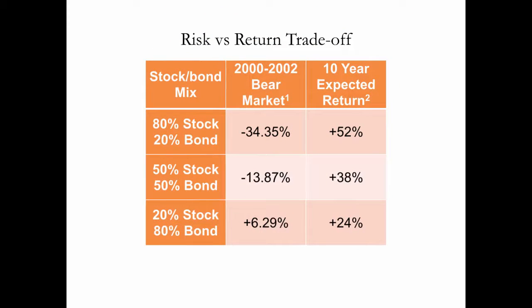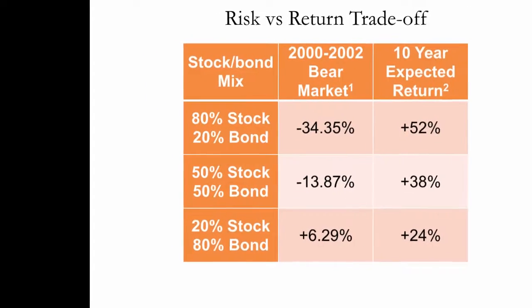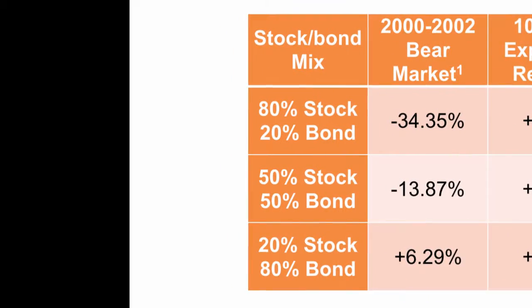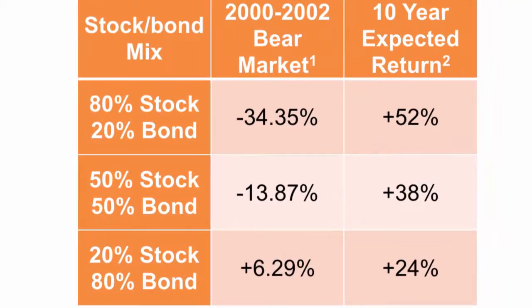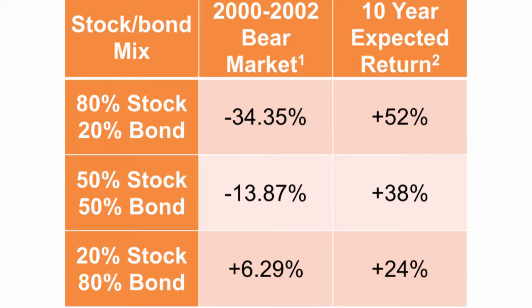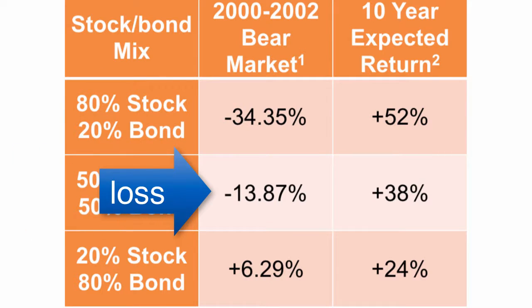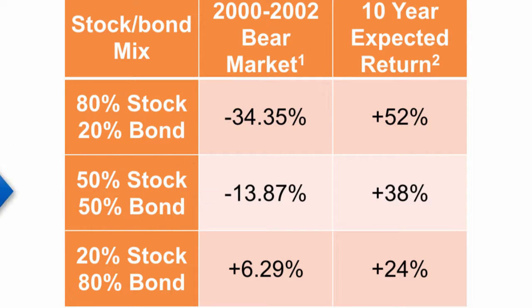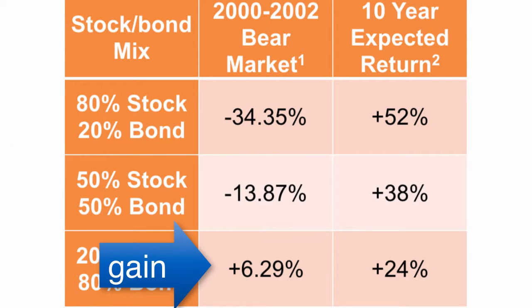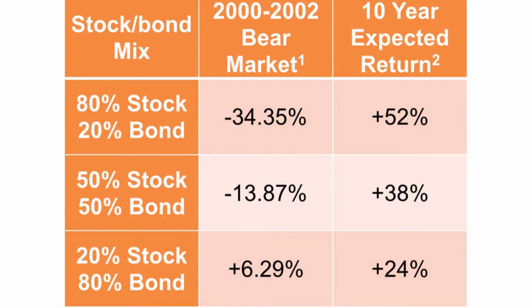This final slide demonstrates the risk versus return trade-off that we must help our clients make when positioning their portfolios. The column on the left shows 3 different mixes of stocks and bonds. The middle column shows the return of each of these portfolios during the 2000 bear market. Notice that the 80% stock portfolio lost over 34%, while a 50-50 only lost about 14%, and a 20% stock portfolio, 80% bonds, gained over 6%. In bad times, bonds can be good for your portfolio.